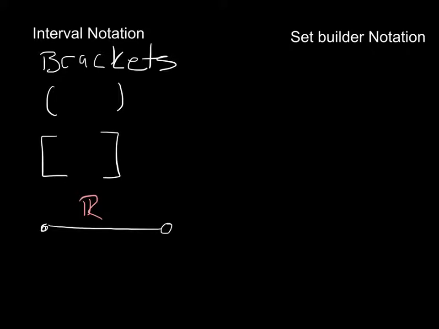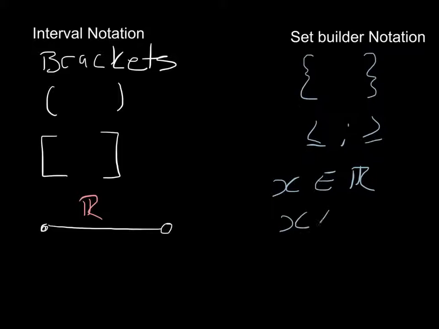Set builder notation, we use squiggly brackets to represent the set. We use inequality signs to represent where the set of numbers lies between, and we add a restriction, as long as it makes sense. So natural numbers, real numbers, whole numbers.